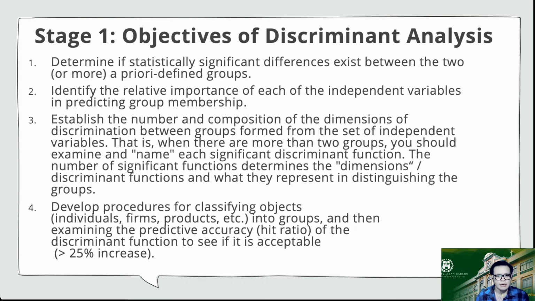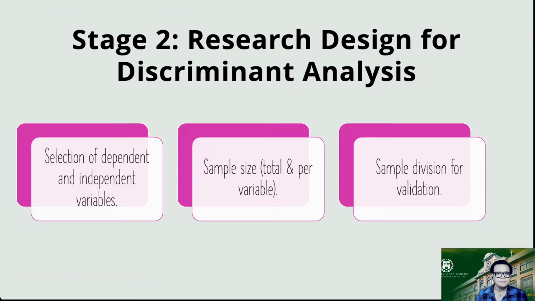So basically, individual firms or products, whatever type of variable we're using, are being grouped, and then we examine the predictive accuracy, where we need to hit a certain ratio of the discriminant function to see if it's acceptable, which is greater than a 25% increase. Now, looking into stage two, it has something to do with the research design for discriminant analysis.